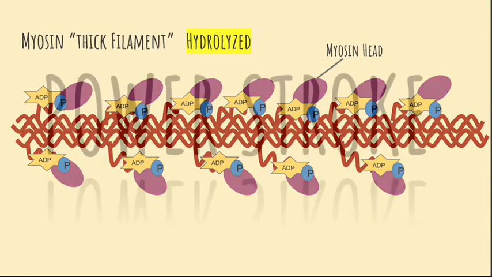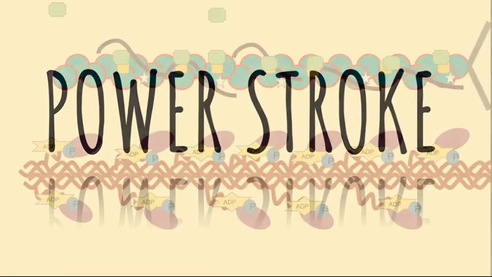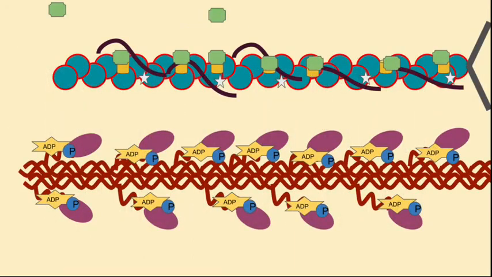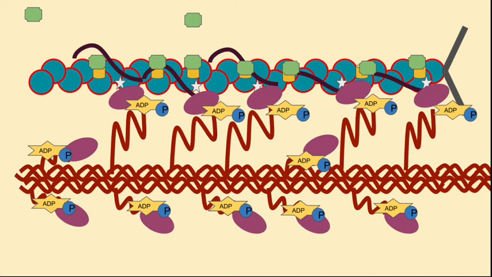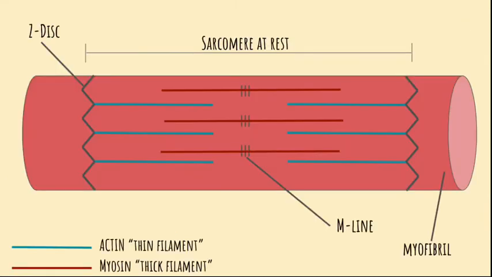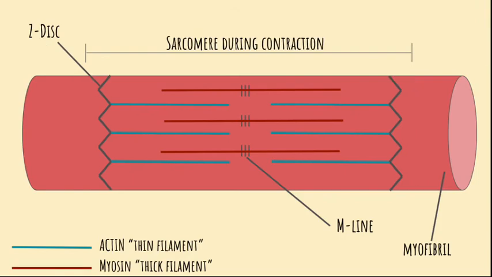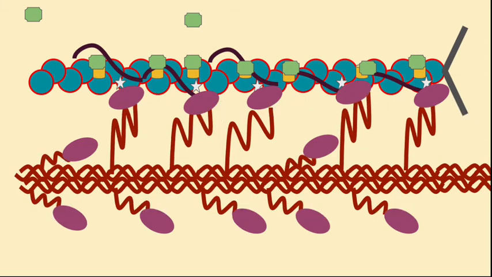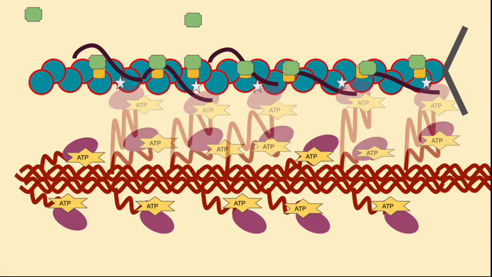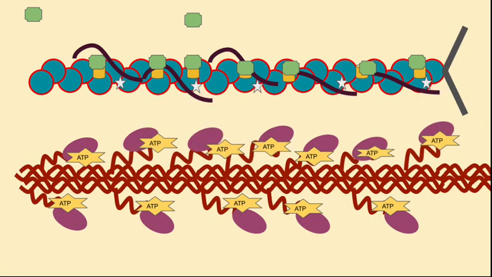This allows the myosin head to go through what is called a power stroke, which is when it attaches to the binding site on actin and pulls the thin filaments towards the M line, ultimately making the sarcomere shorter without the thin or thick filaments actually becoming shorter. During the power stroke, ADP and inorganic phosphate are released, and the myosin head stays in its contracted phase until another ATP molecule binds. This process repeats itself as long as there is a high concentration of calcium ions and ATP.